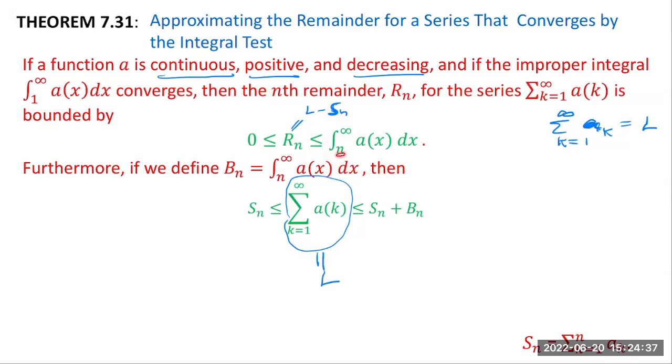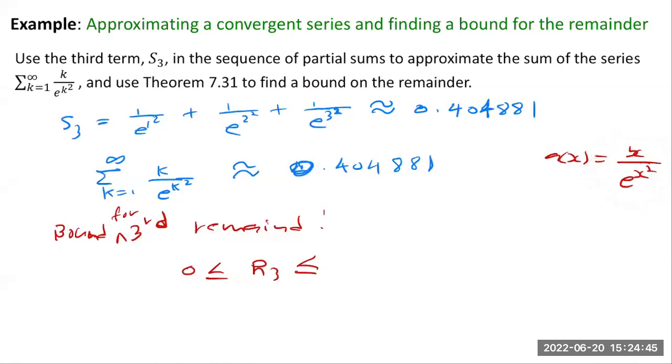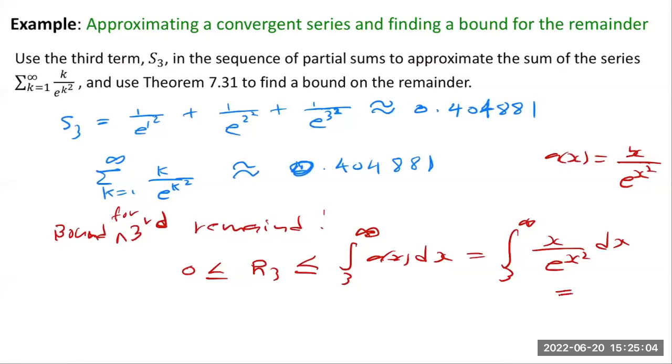Integral 3 to infinity a(x) dx. Notice that your a(x) is, of course, in this case, this function. That is 3 to infinity a(x) dx, which is 3 to infinity x over e to the power x squared dx. I'm not going to show the integration here, the computation, because I showed that in the previous example. So if you compute this, you will get 0.000062. That's going to be your answer. That means your third remainder, R3, is between 0 and 0.000062. Okay, that's the bound.